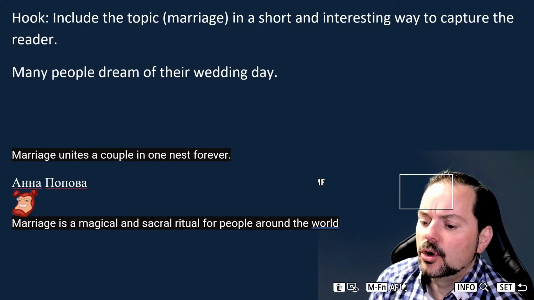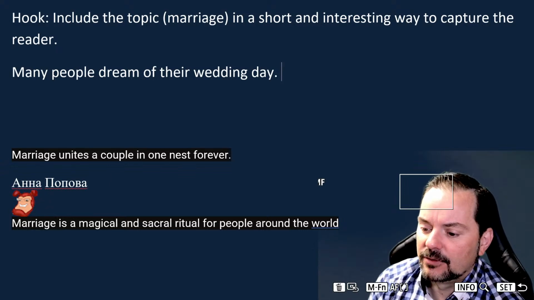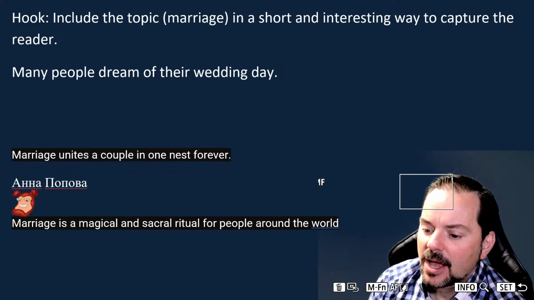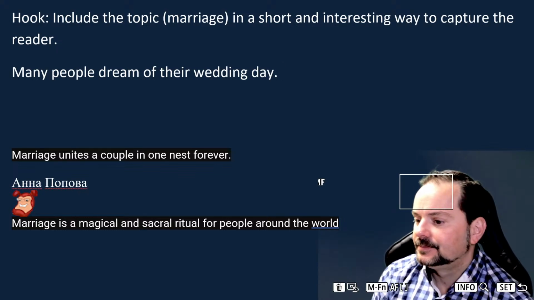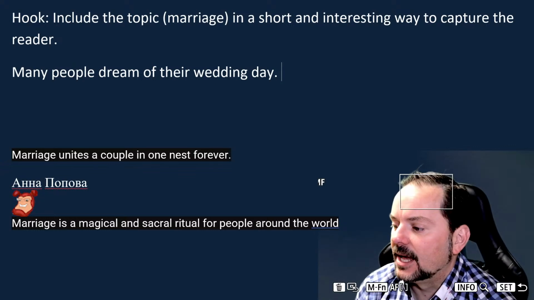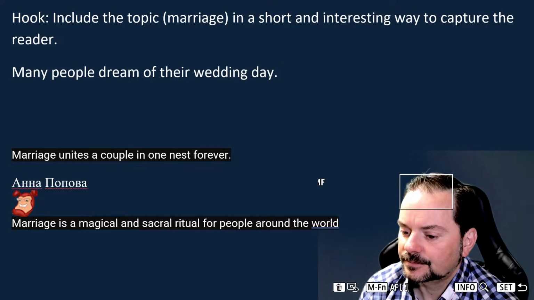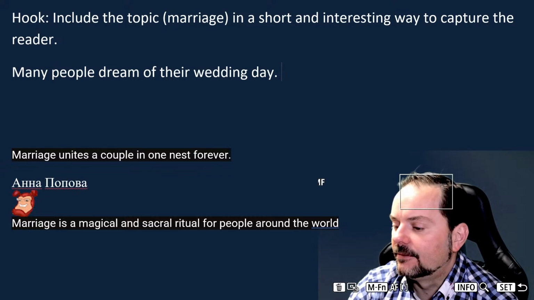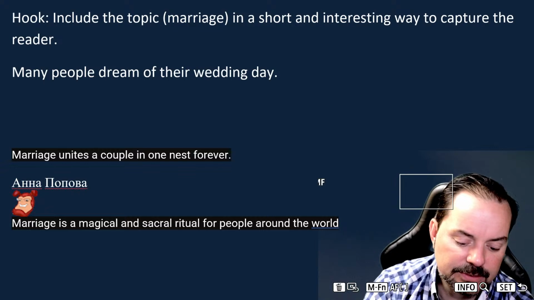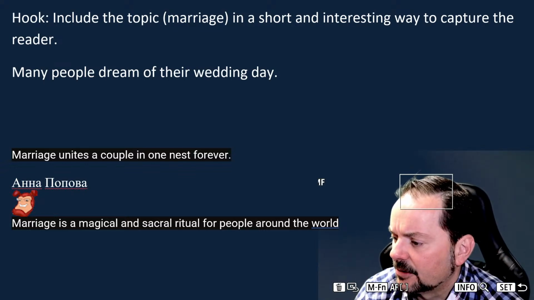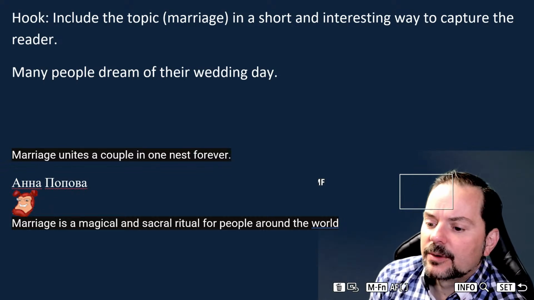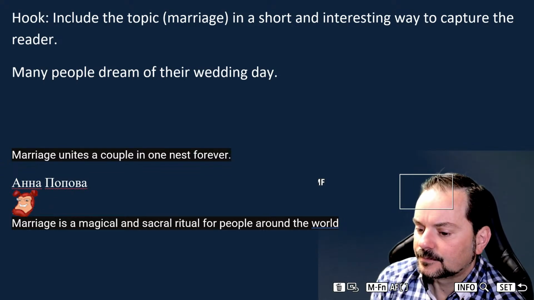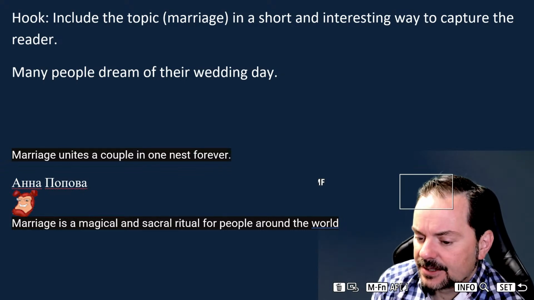Why? What does this hook have that makes it powerful? Why is this so powerful, this hook, everybody? Let me know in just a few words. I'm going to adjust my mic here. I think it's a bit loud, or maybe I'm just yelling a lot. So many people dream of their wedding day. Why is that such a powerful phrase or hook?